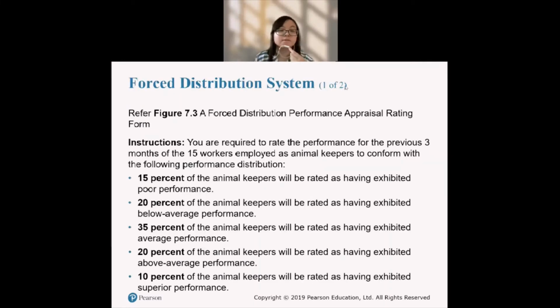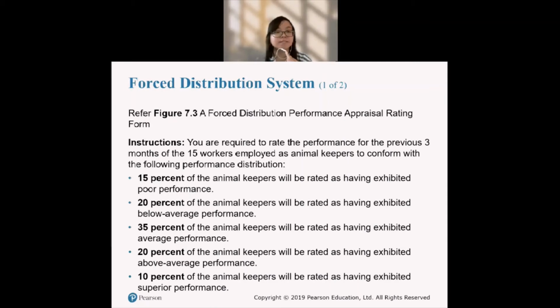Now, let us look closely at the forced distribution system. The forced distribution method requires the rater to assign individuals in a work group to a limited number of categories. The purpose is to keep managers from being excessively lenient or merciful by having a disproportionate number of employees in the superior category. Forced distribution has drawbacks too. The forced distribution approach can distort ratings because employees' performance may not fall into these predetermined distributions.